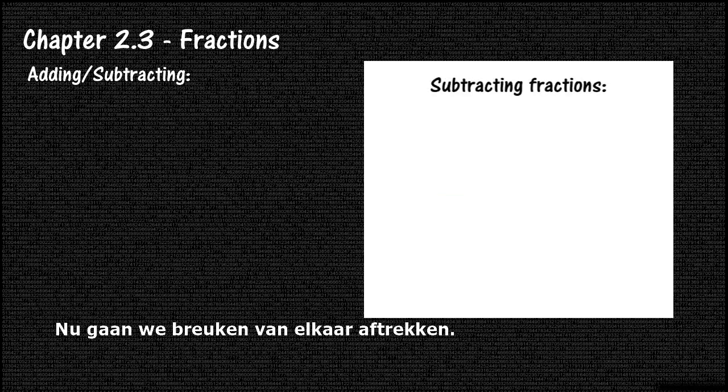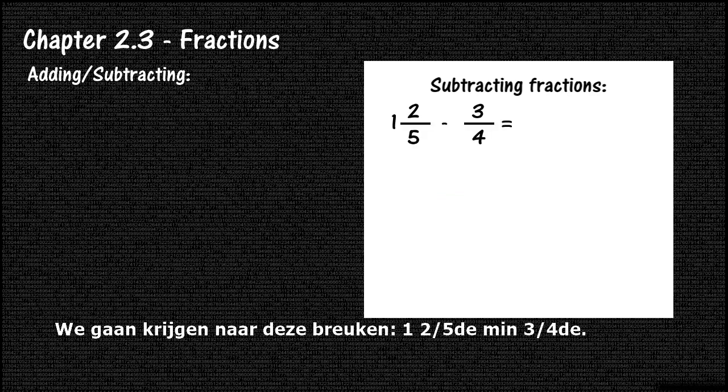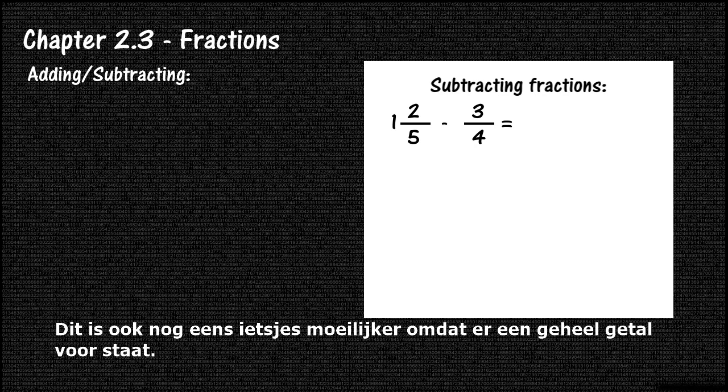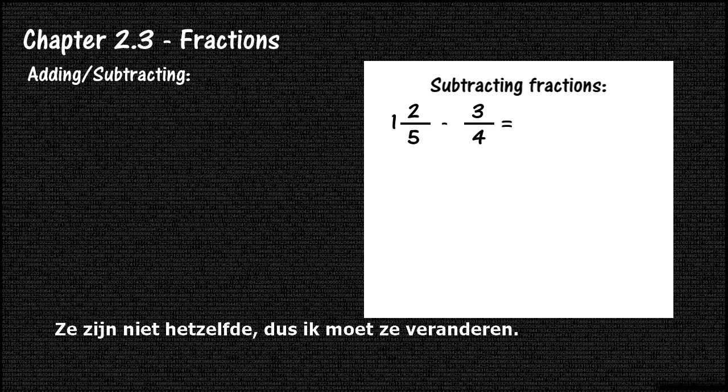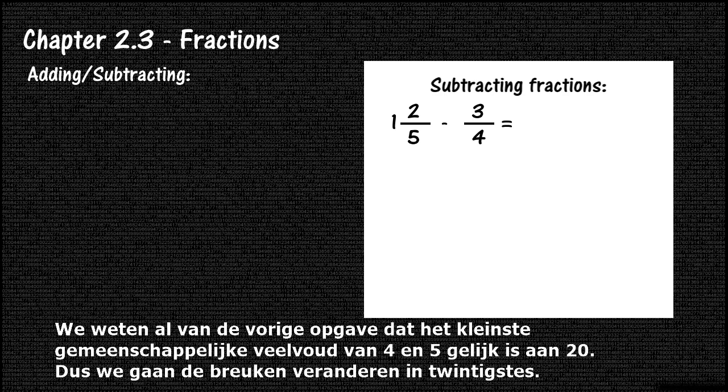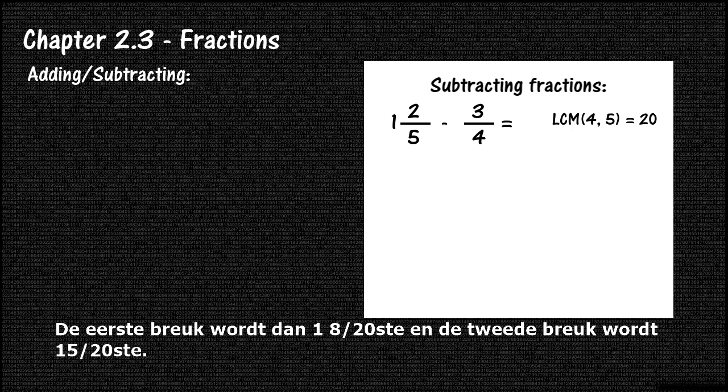Let's now subtract fractions, which is slightly more difficult. We look at these two fractions, 1 2/5 minus 3/4. Also slightly more difficult because of the whole number. We start by looking at the denominators. They are not the same, so I have to change the fractions. As we already know that the lowest common multiple of 4 and 5 is 20, we are going to turn them into 20ths. The first fraction becomes 1 8/20, and the second one becomes 15/20.